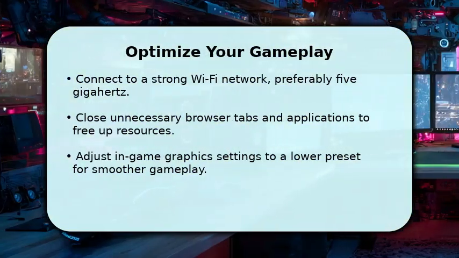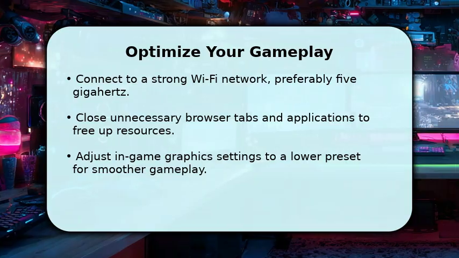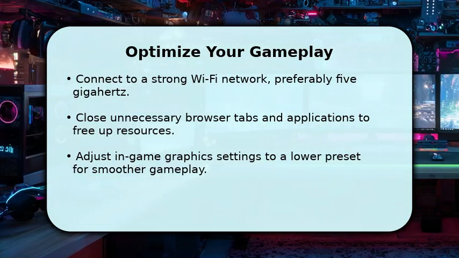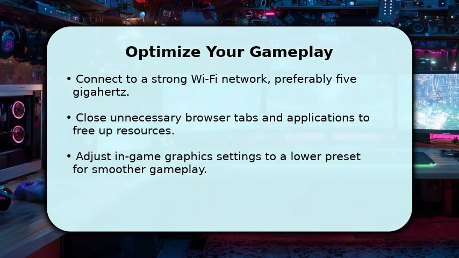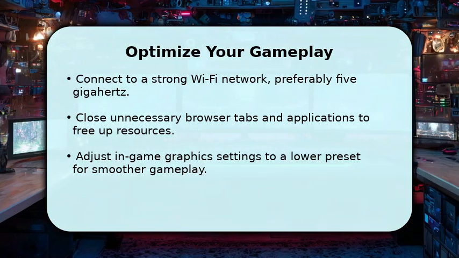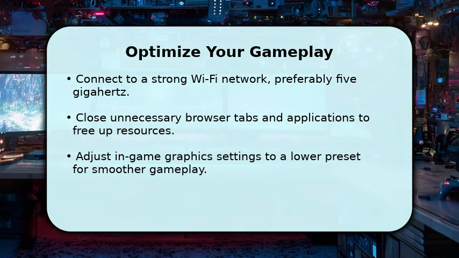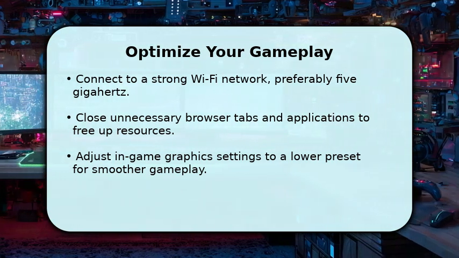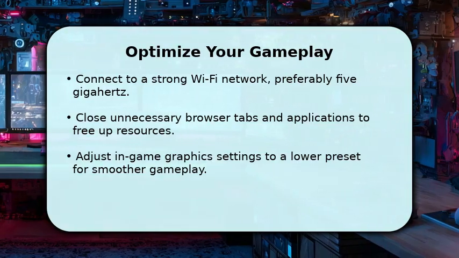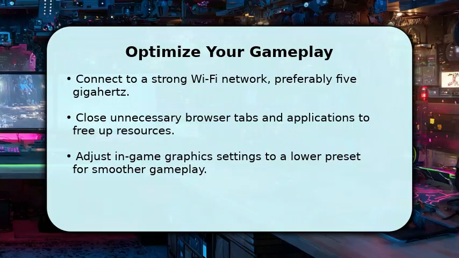To optimize your gameplay, connect to the strongest Wi-Fi network available, preferably a 5 GHz connection. Close any unnecessary browser tabs or applications running in the background to free up your Chromebook's resources. If you encounter any lag, try adjusting Fortnite's in-game graphics settings to a lower preset. For the most stable connection, consider using an Ethernet adapter if your Chromebook supports it.